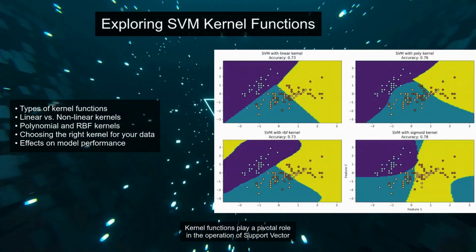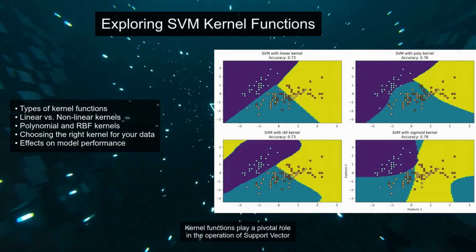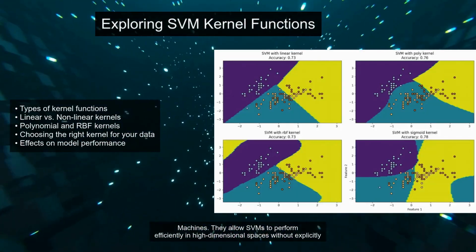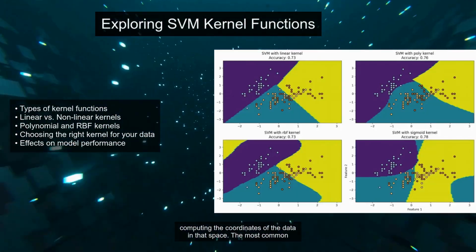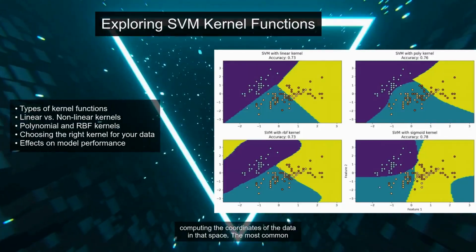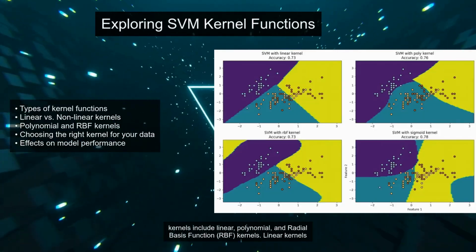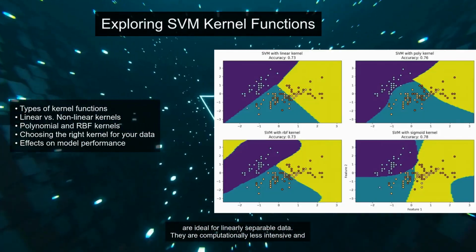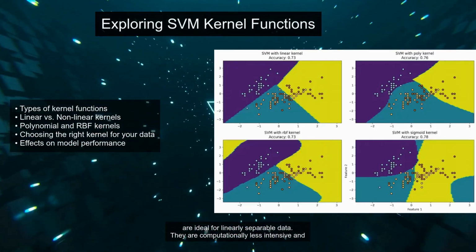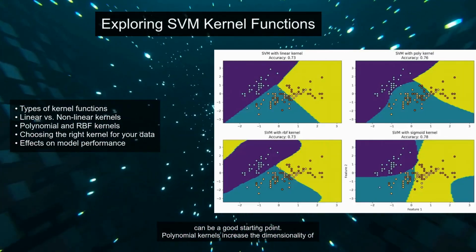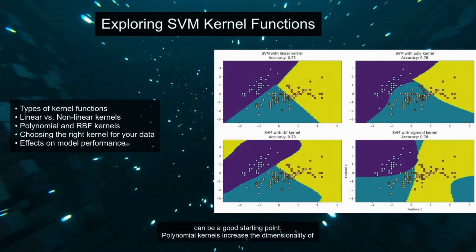Kernel functions play a pivotal role in the operation of support vector machines. They allow SVMs to perform efficiently in high-dimensional spaces without explicitly computing the coordinates of the data in that space. The most common kernels include linear, polynomial, and radial basis function (RBF) kernels. Linear kernels are ideal for linearly separable data. They are computationally less intensive and can be a good starting point.